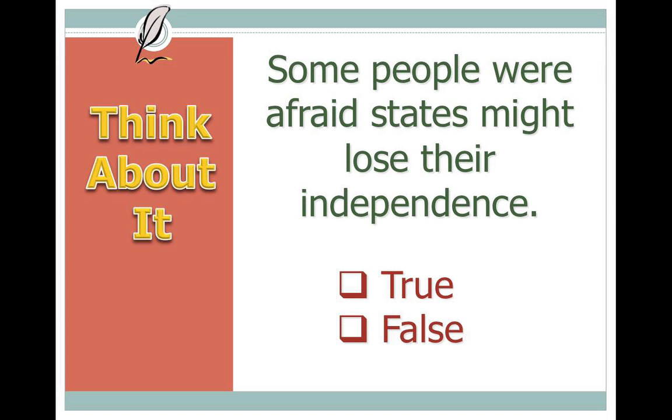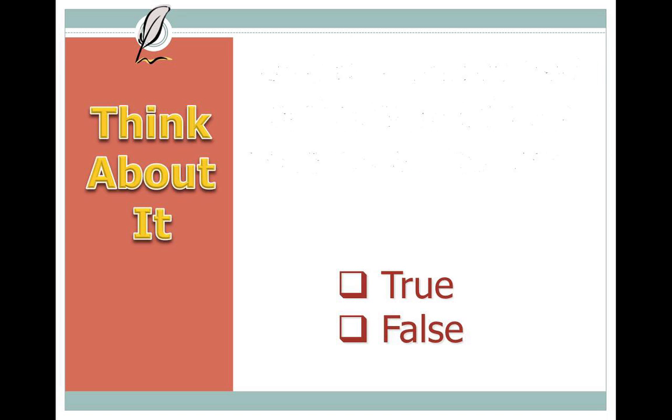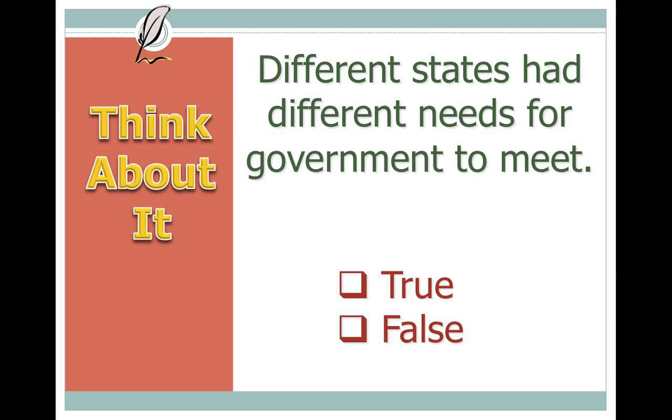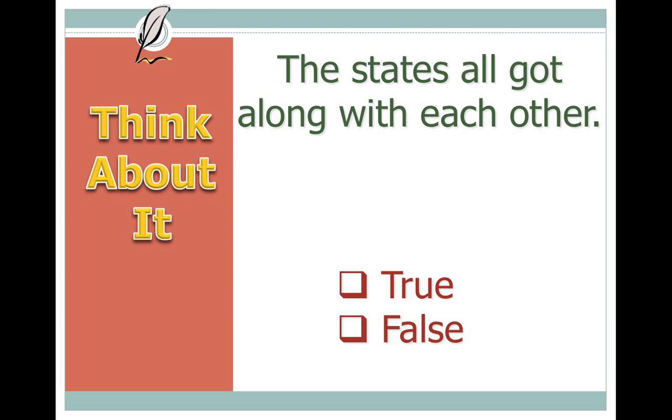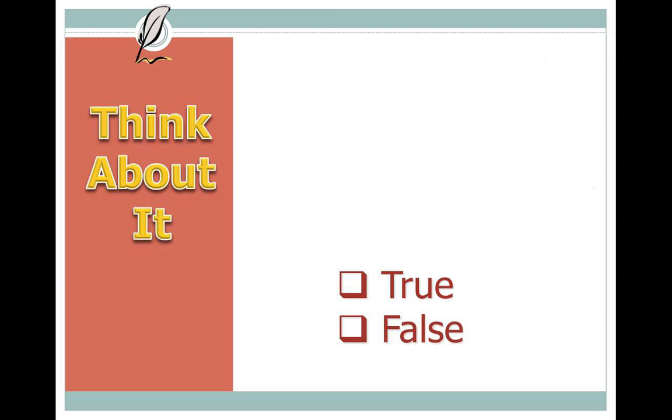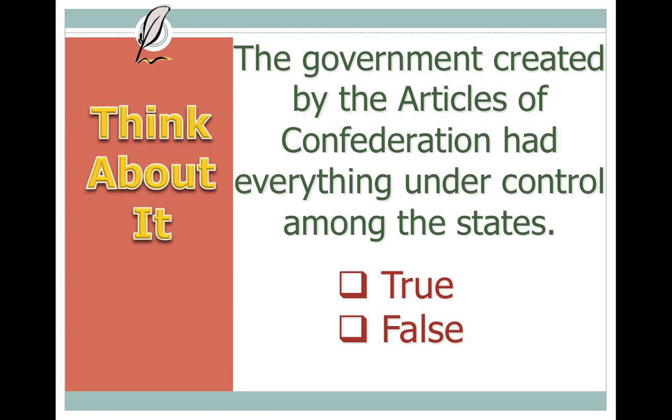Some people were afraid states might lose their independence. That's true. Different states had different needs. That's true. States all got along with each other. That was false. They didn't, and that's why this problem existed. Did the government created by the Articles have everything under control among the states?